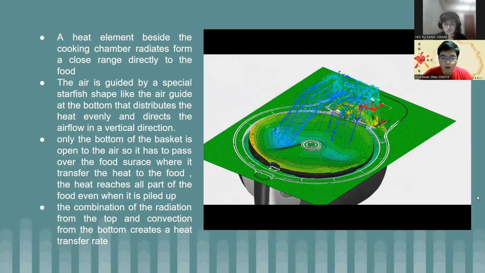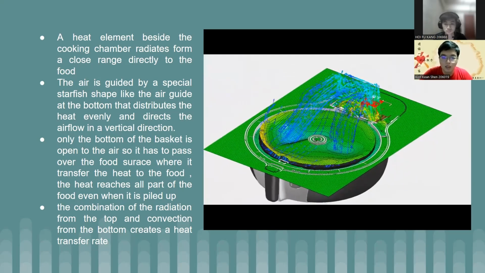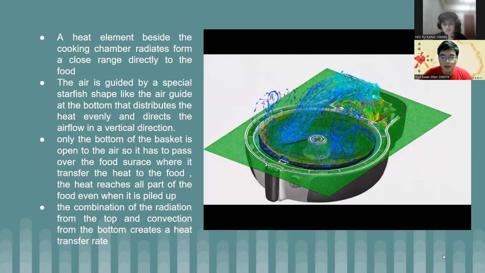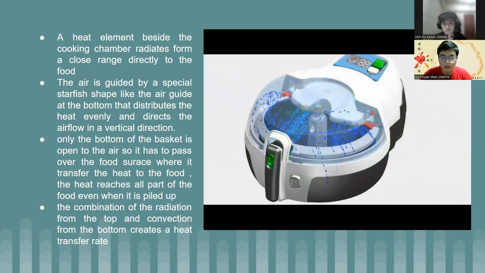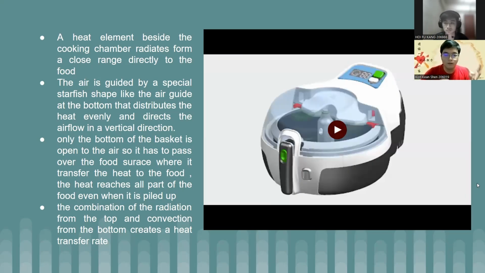At the bottom, you can see the air is guided by a special starfish shape, which allows the air to distribute heat evenly and directs the flow in a vertical direction from the bottom upwards to make the food more even. The food itself helps to distribute the heat over the content of the basket. Only the bottom of the basket is open to the air, so it has to pass over the food surface when it is transferred to the food. So the heat reaches all parts of the food even when it is piled up.